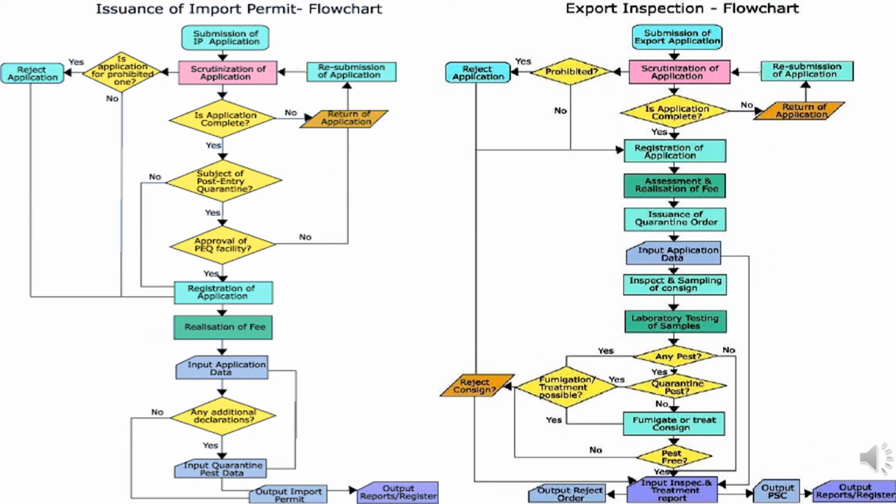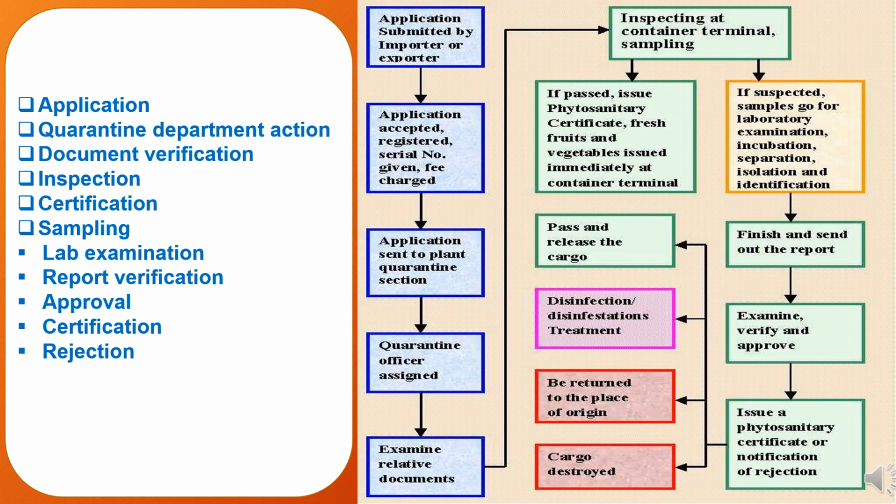Here we have shown the flow chart of issuance of import permit and export permit inspections. There are various steps involved, and if the material fulfills all the requirements, it will be permitted for export or import. As far as import and export are concerned, there are certain processes which should be followed. It starts with an application. The application is submitted by the importer or exporter, and after application acceptance, it will go to the quarantine department for their further action.